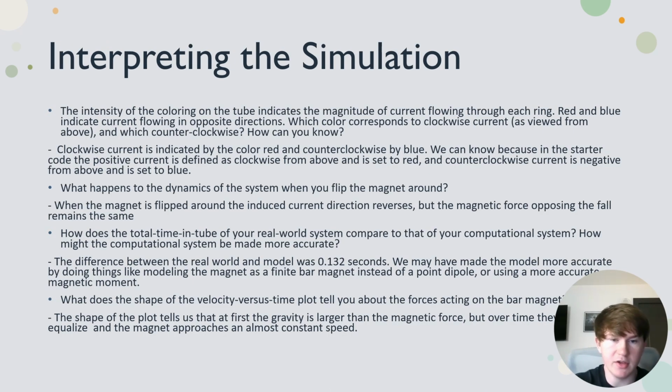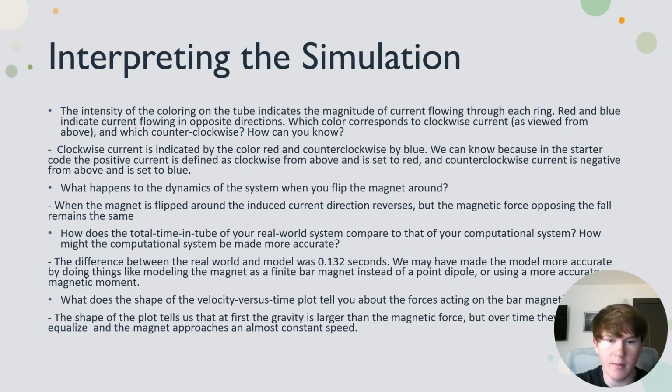So interpreting the simulation, the intensity of coloring on the tube shows the current. Which color corresponds to clockwise current and which is counterclockwise, and how do we know? The clockwise current is the positive, and that color is red, and the counterclockwise is blue. We know this because the starter code has positive current defined as red and clockwise, and then counterclockwise is defined as blue. What happens to the dynamics of the system when you flip the magnet around? Basically, the magnetic force has not changed, but the current direction does change.